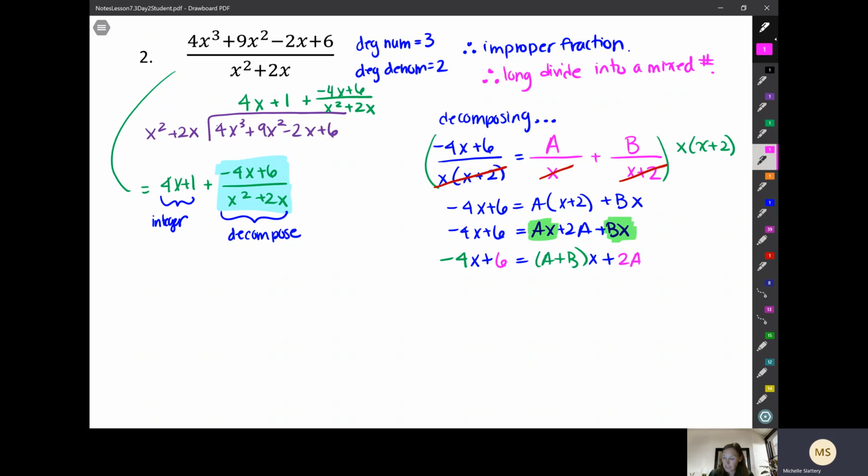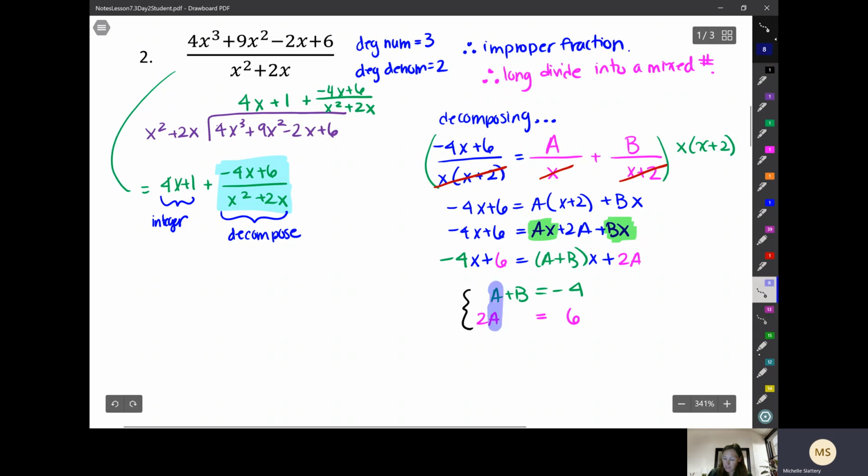So again, I used color coding so you can see this. Now we write our system of equations. Our system of equations says a plus b equals negative 4, and then 2a equals 6. Notice when I write the system of equations, I line it up so that the a's are lined up, the b's are lined up, there's no b term in the second, and our constants and our equals are lined up. So we solve this system of equations and we end up with a equal to 3 and b equal to negative 7.